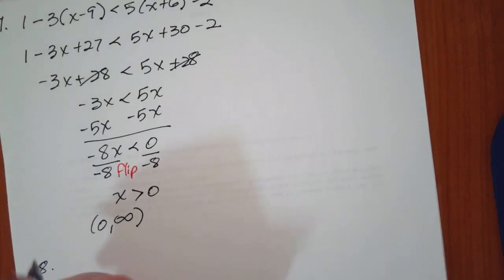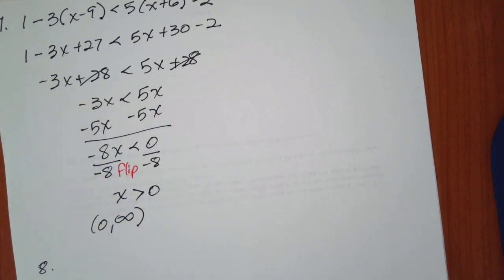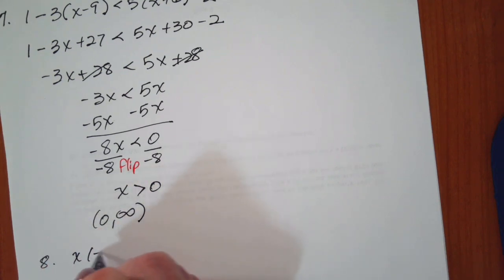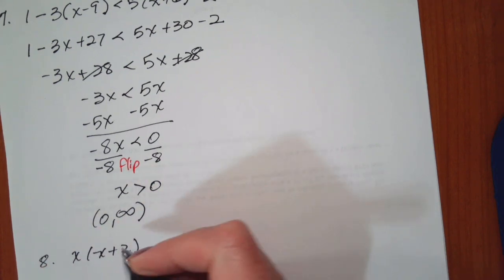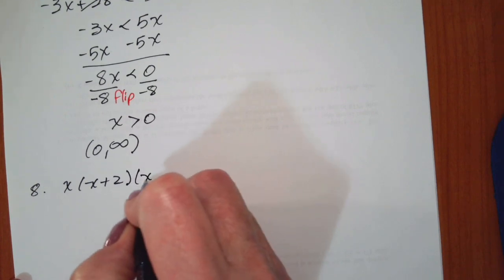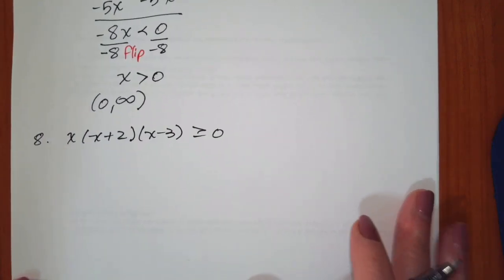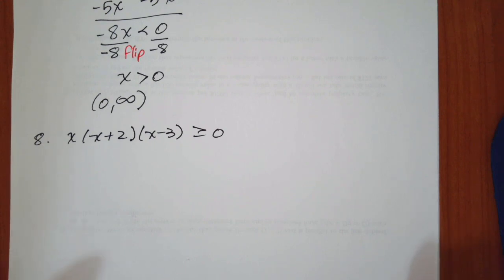Number 8. Okay, so there are a couple ways to do this. I have x times x plus 2 times x minus 3 is greater than or equal to 0. And you can do it either way.